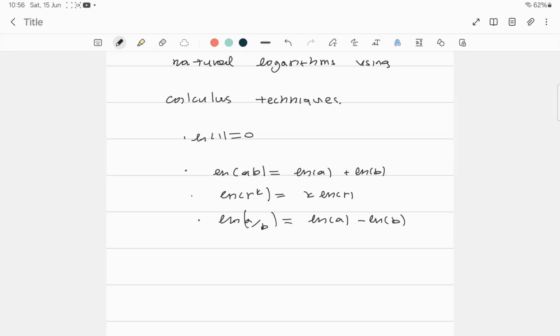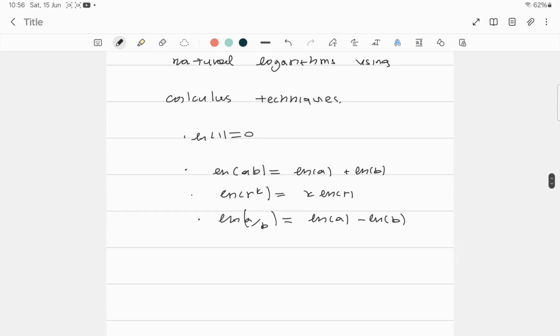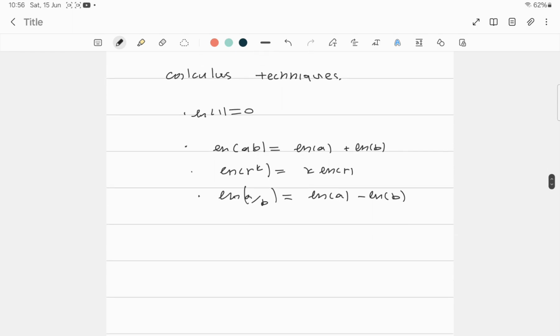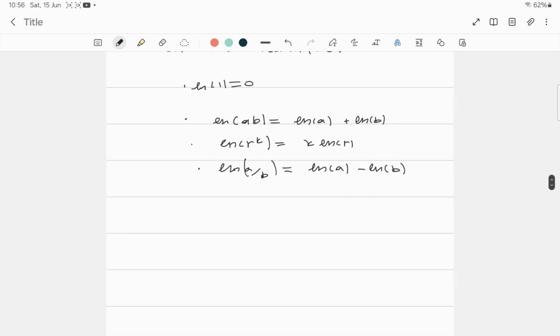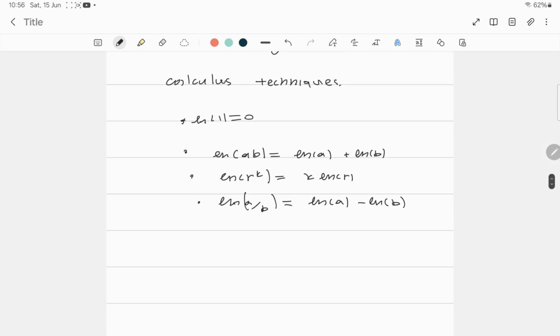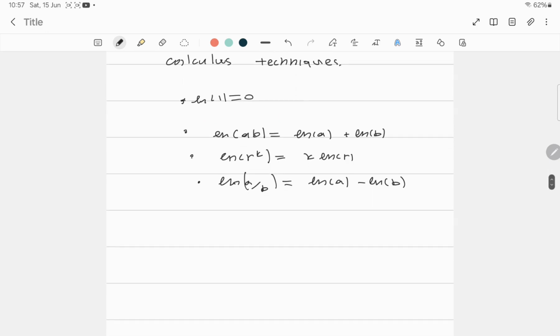In this video we give proof of the properties of the natural logarithms using techniques from calculus. These are the important properties, these four properties of the natural logarithms. That the natural logarithm of 1 is equal to 0.